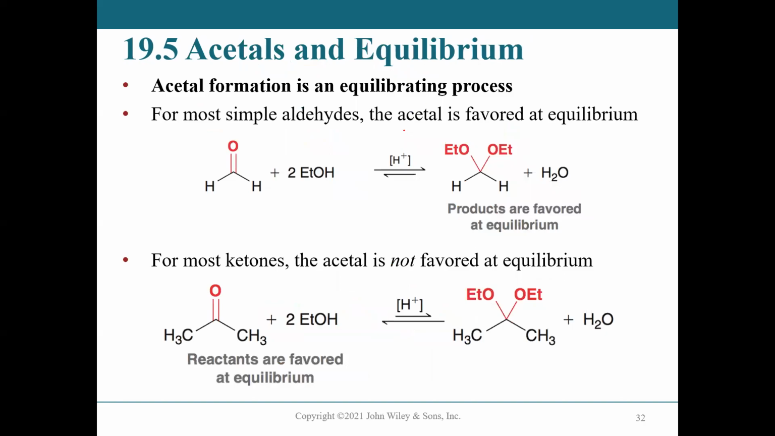So acetal formation is an equilibrating process. For most simple aldehydes, the acetal is favored at equilibrium. So, formaldehyde is the simplest aldehyde that there is. And we can see that the acetal formation is the favored product. This arrow is longer, indicating it's more favored. For most ketones, the acetal is not favored at equilibrium. So they're drawn in the other direction.